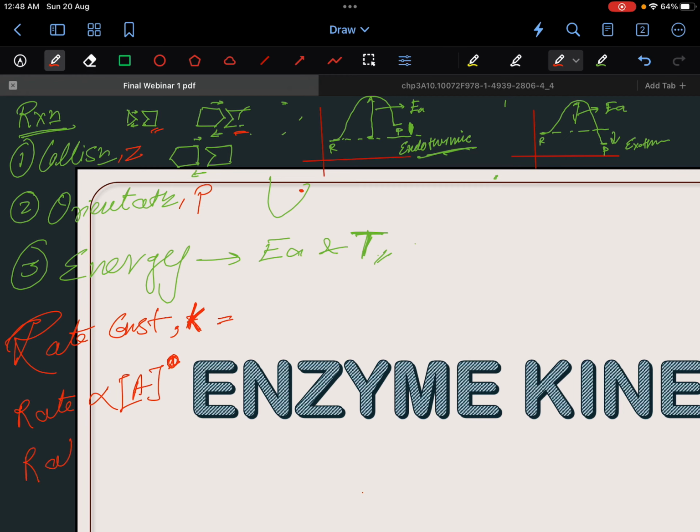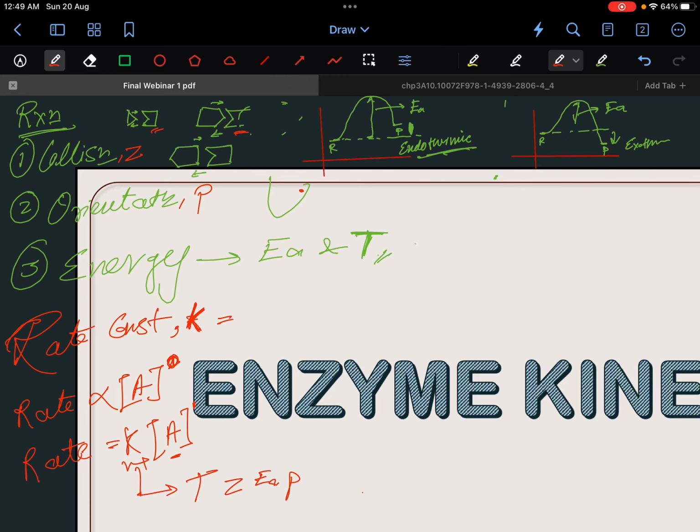So rate is equal to rate constant into concentration of substrate to the power 1, considering it as first order. We say that this rate constant is not dependent on substrate concentration. That is absolutely right. But this rate constant is dependent on temperature, collision frequency, activation energy, and the orientation parameter, that is P. So what is the relationship between rate constant and all these four parameters? That is given by Arrhenius.